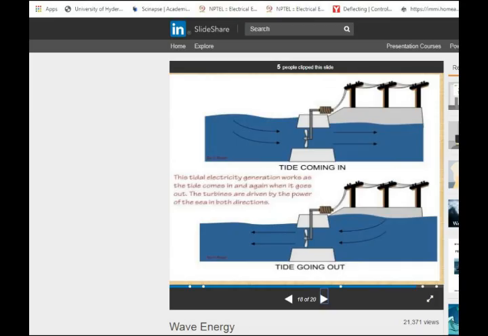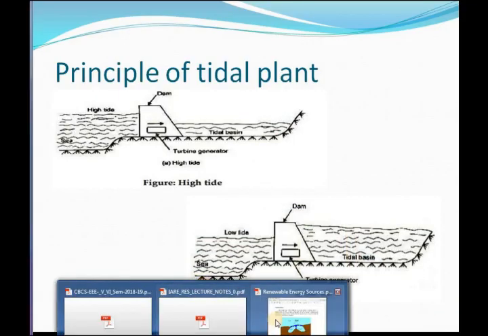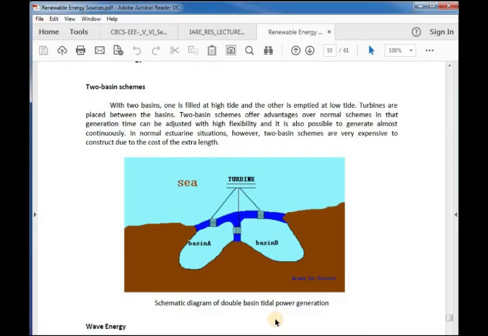We also have a schematic diagram wherein we can use two basins, that is called a two basin scheme. When you are using a double basin for the tidal power generation, those are called two basin systems or two basin scheme. What is happening in the two basin scheme is, one is filled at high tide and the other is empty at the low tide. So turbines are placed between the basins.